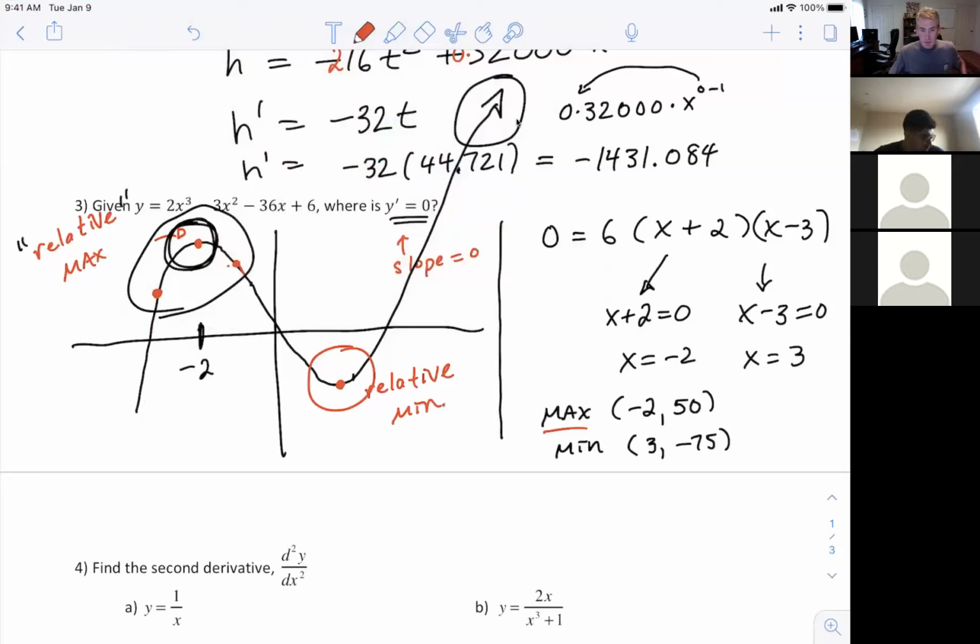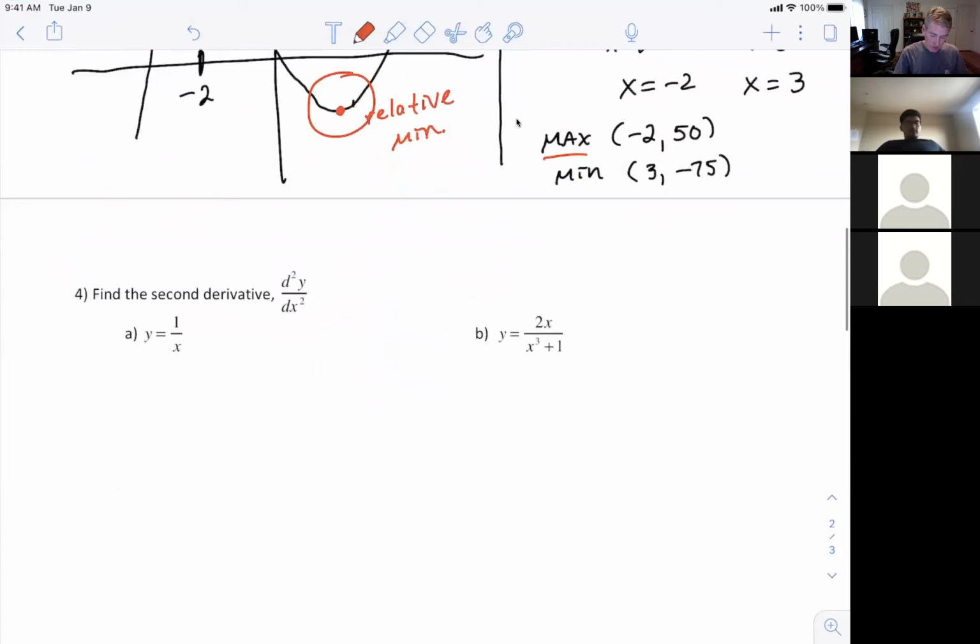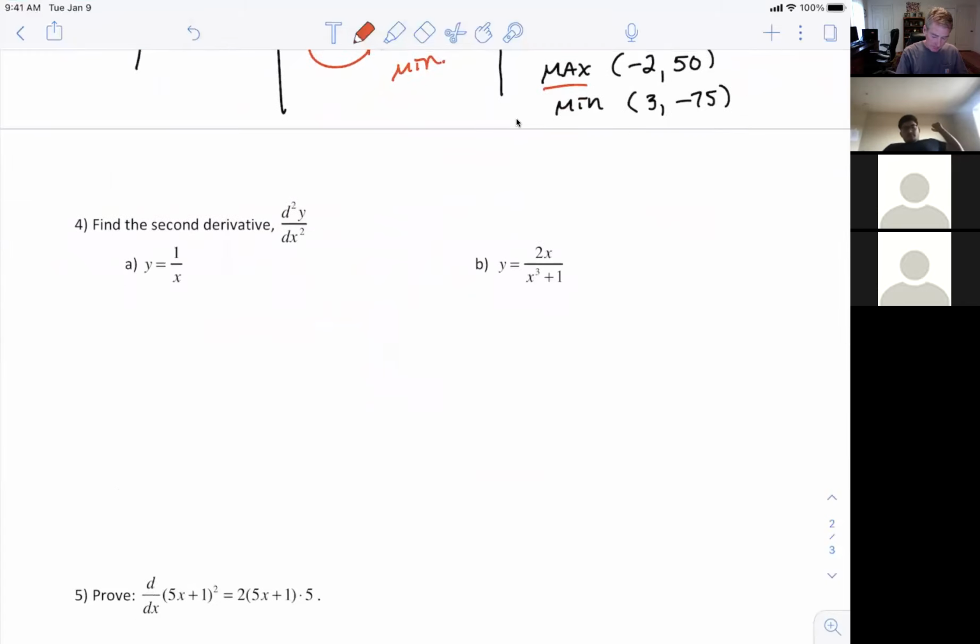So any other questions on number 3? Okay, then on to the second page. Find the second derivative. So the derivative of the derivative. So you could say it this way. That's the more formal way to say it. Or you could just say y double prime.